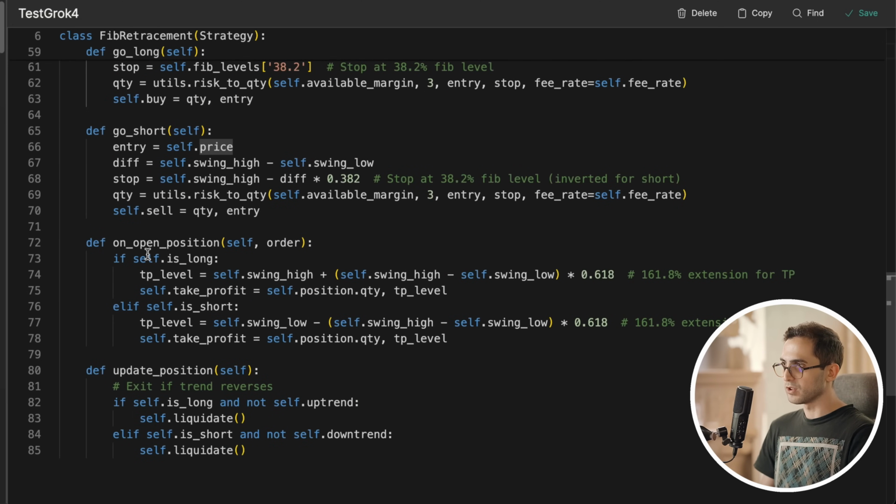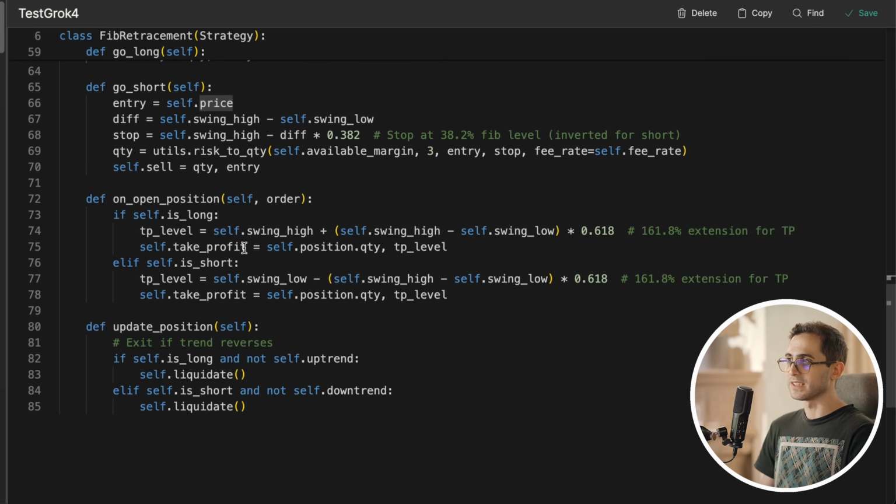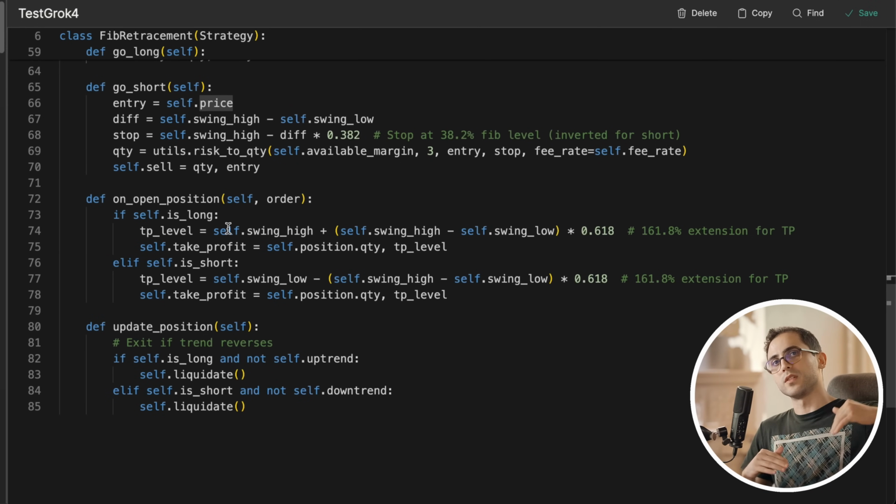Now, when we open the position, we are submitting the take profit and we're using the TP level of this. So if it's a long position, it's saying I want the swing high plus the difference between swing high and the swing low multiplied by this. So again, this is really interesting. It's not using the typical Fibonacci levels for exiting the trade. It's basically expecting the price to continue to go up, again, because it's supposed to be a breakout strategy according to the model. But even for that, it is using the Fibonacci lines because it believes these are magic numbers.